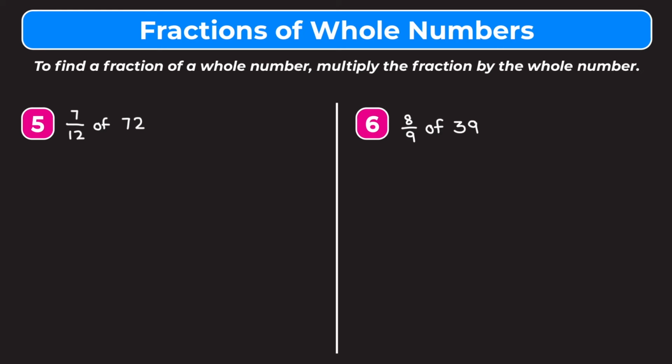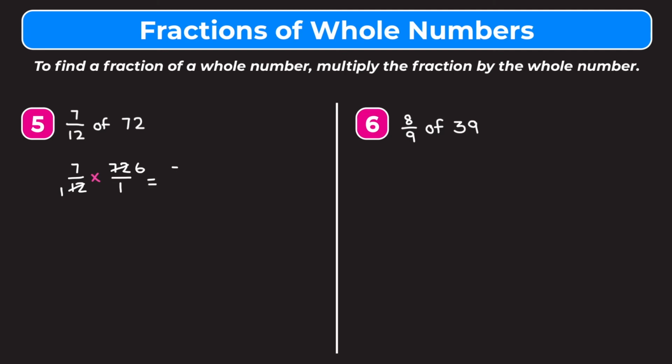So jumping into number 5, we have 7 twelfths of 72. So we want to take 7 twelfths and multiply it by 72, because of means multiplication, but we want to change 72 into a fraction by putting it over 1. Now before we multiply across, we want to check if we can cross reduce, and we can. We can divide 12 and 72 by 12. 12 divided by 12 is 1, 72 divided by 12 is 6.